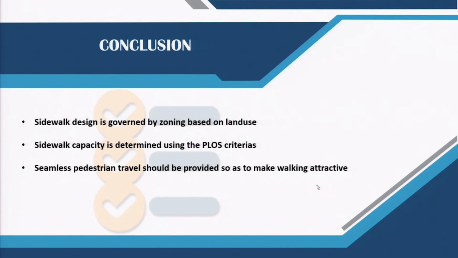We have also given you an understanding of how width plays an important role in keeping up with the level of service criteria of pedestrian facilities, and how you can redesign your pedestrian facilities in order to maintain a certain level of service. Remember, again, in a nutshell, pedestrian design is governed by zoning, which is based on land use.